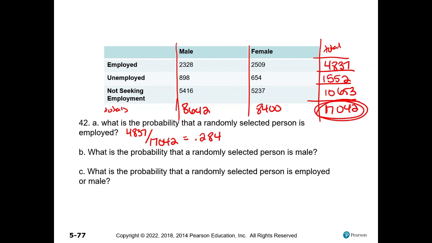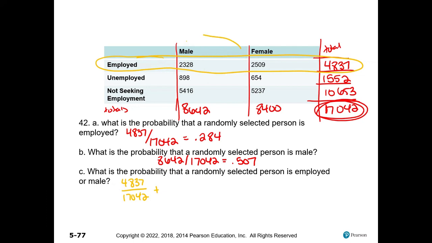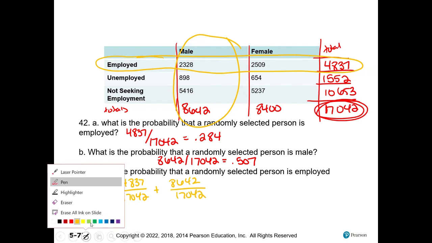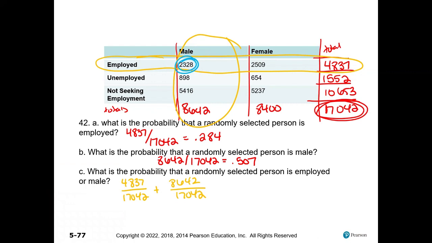What's the probability of randomly selected person is a male? So males, we had 8,642 out of that 17,042. And if you were to do that division, 0.507 is what you would get. So then the next question is an or question. What is the probability that a randomly selected person is employed or male? So here's the problem. We found employed above is 4837 out of 17042. We found males as 8642 out of 17042. Here's the problem. We have an overlap of employed males that we need to subtract.